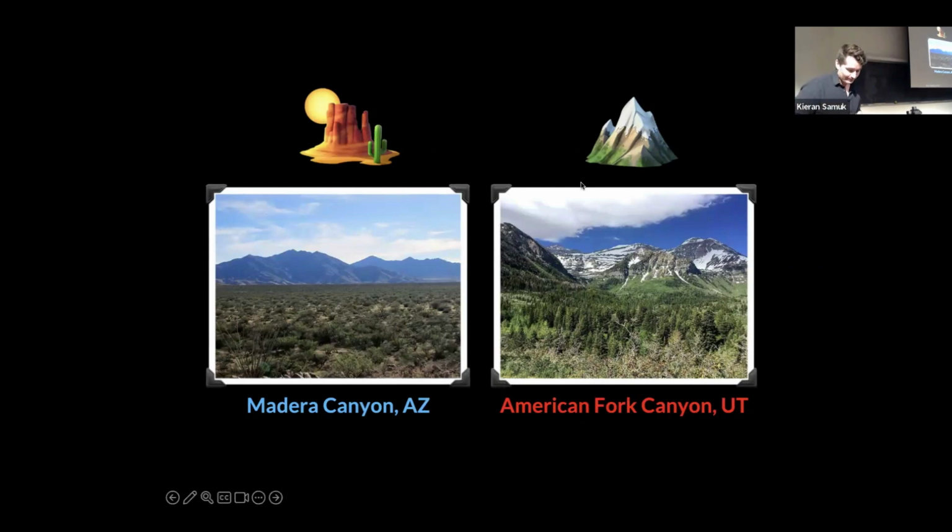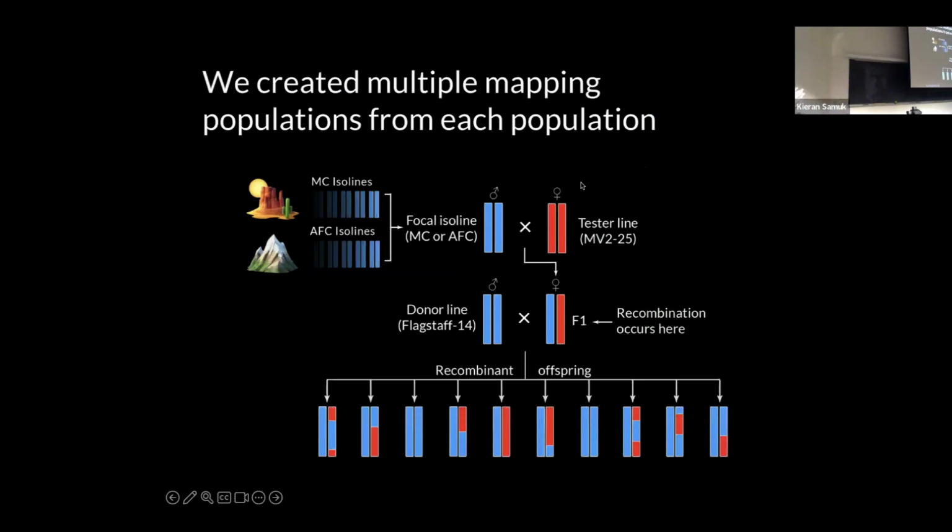So yeah, anyway. Okay, so what we did was we collected wild flies from both of those populations. And then we created inbred lines isolated from the natural population. Once we had those inbred lines, we then created multiple mapping populations for each of the source populations. And here's the basic crossing design.